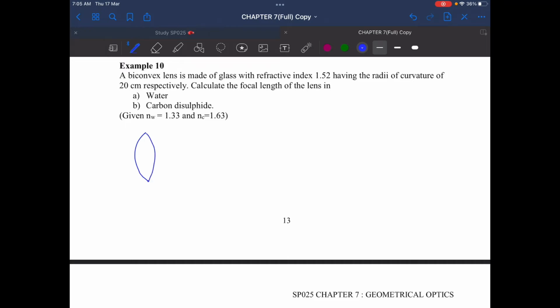It's made of glass with refractive index of 1.52, having the radii. Radii itu plural untuk radius of curvature of 20 cm. Jadi radius untuk kedua-dua surface ni adalah 20 cm. So I have R1 20 cm and then this one Miss buat ni R2 20 cm.